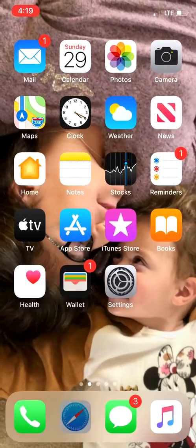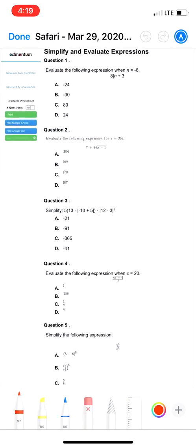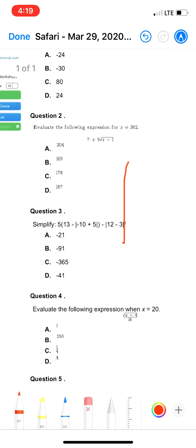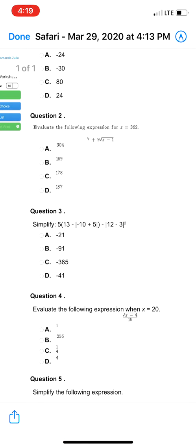Let's go and look at the lesson. All right, here we are. I knew that was going to happen. Why can't I just use this the right way?